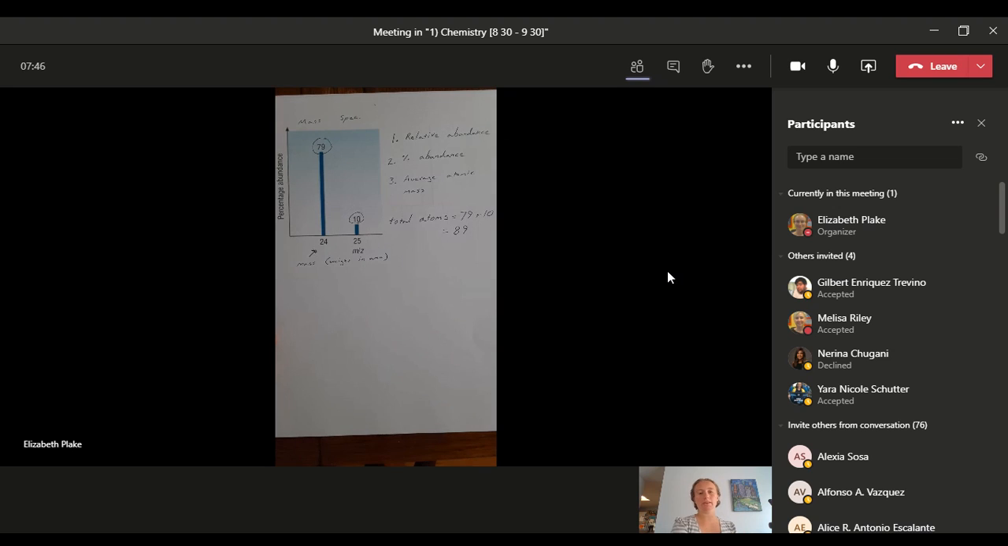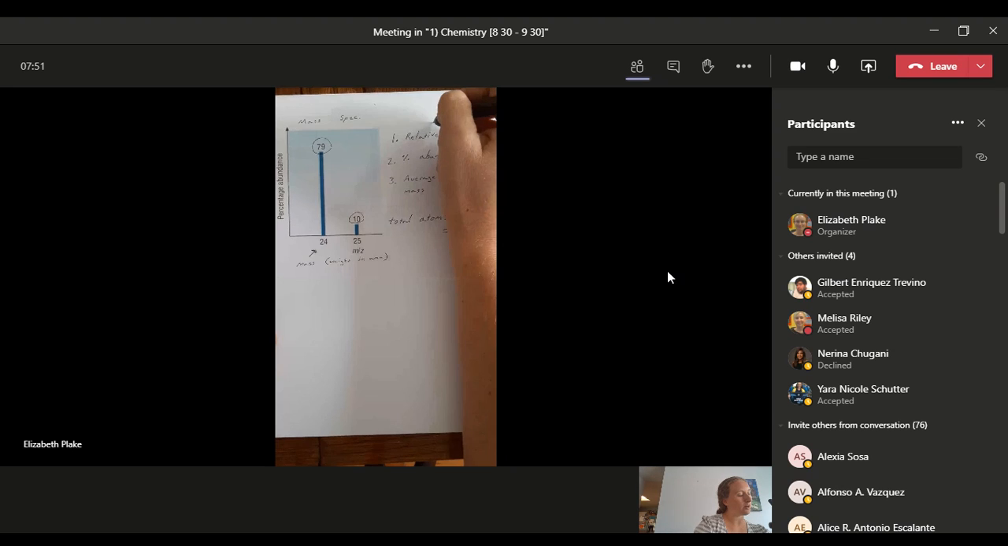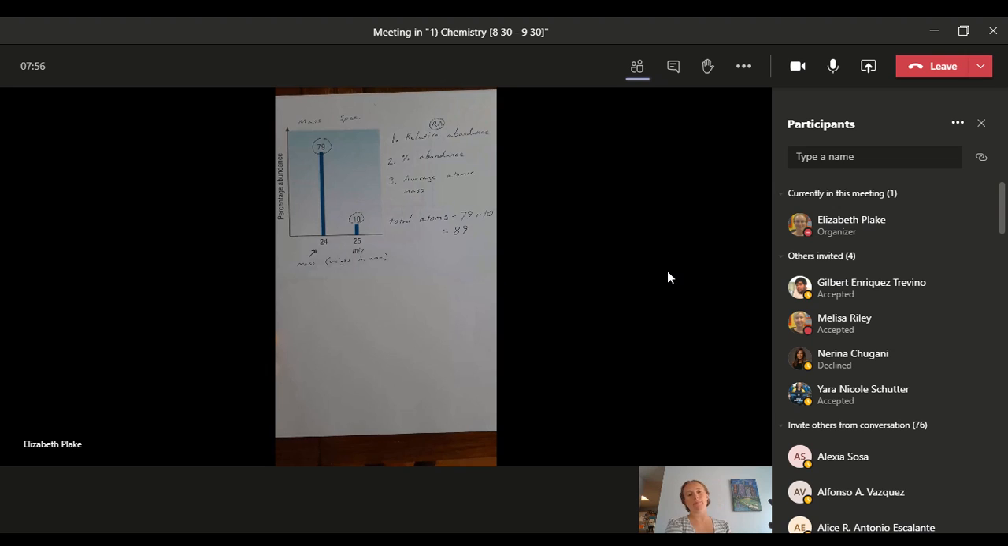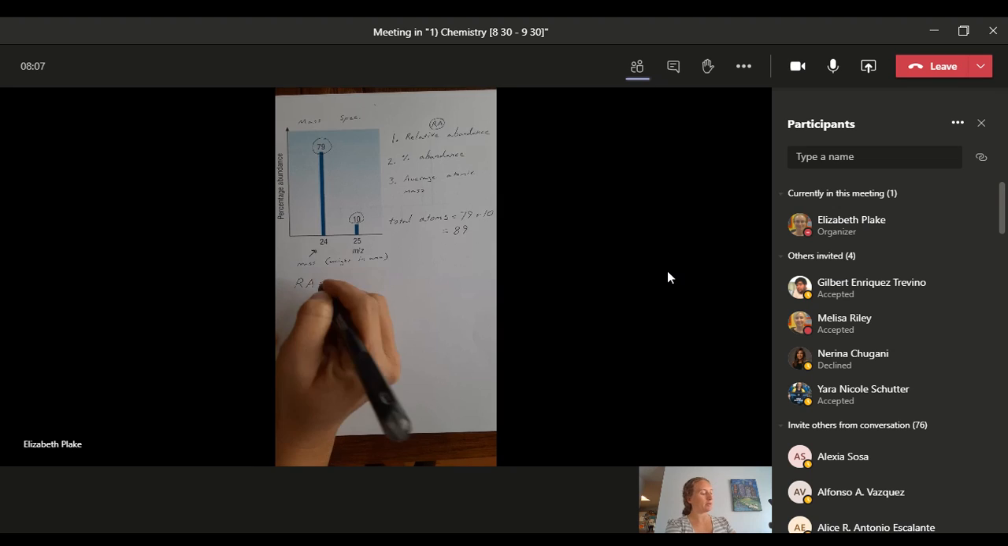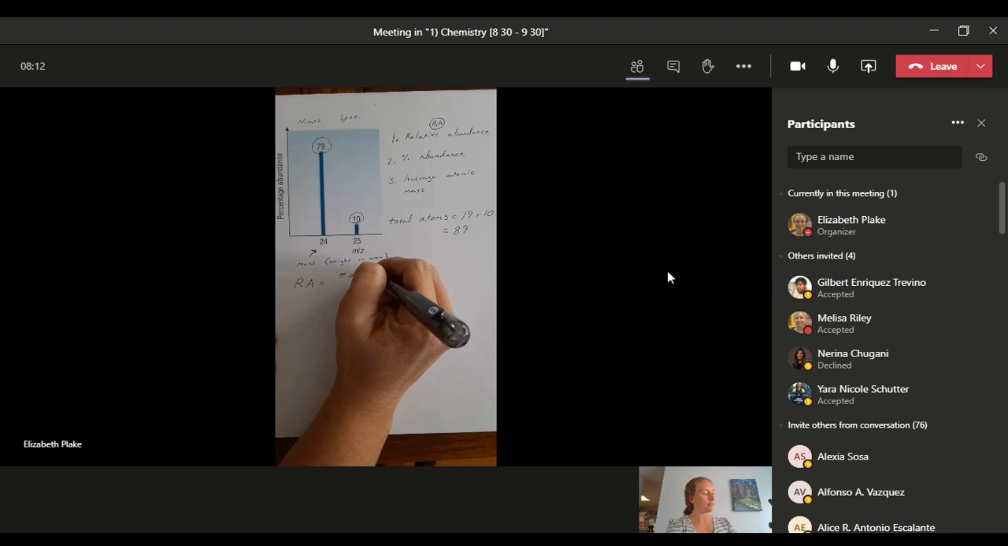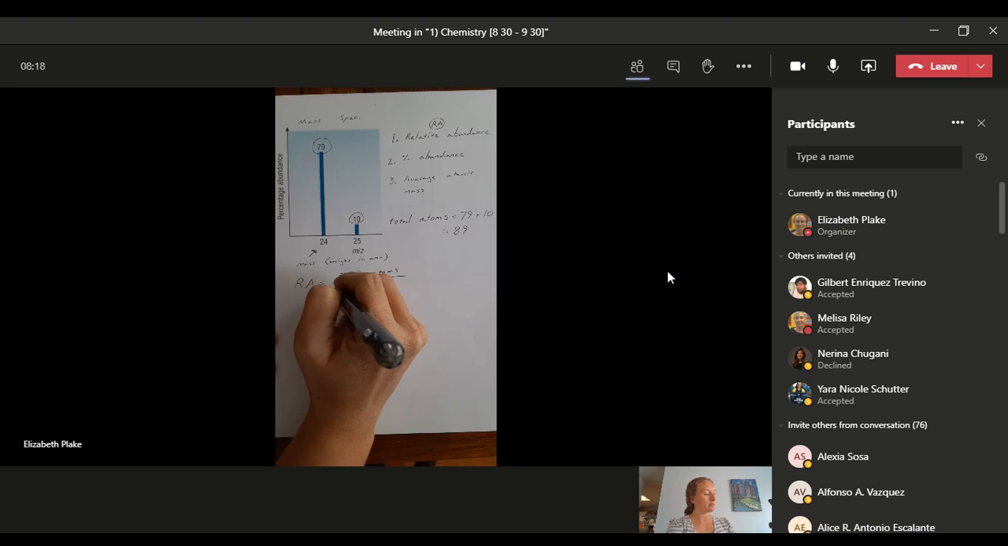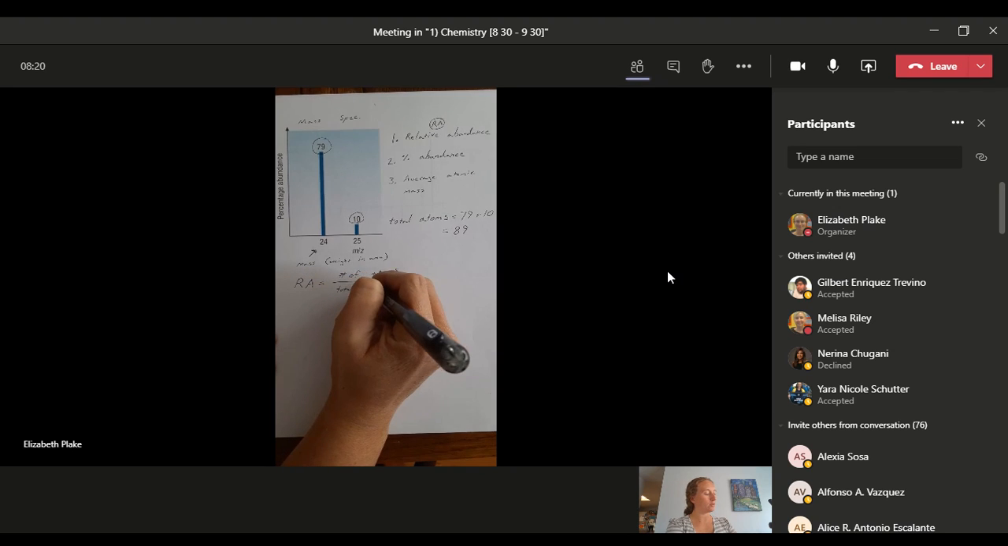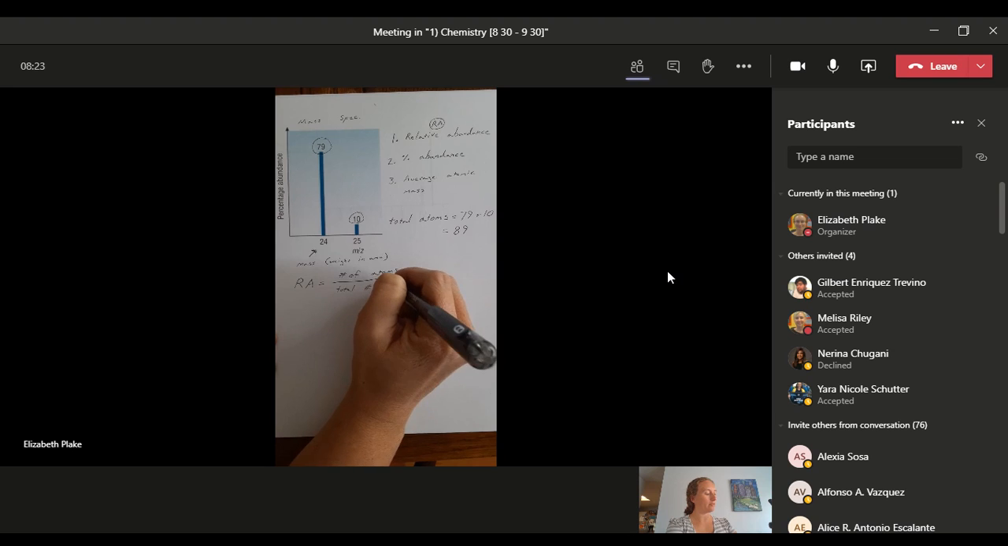So next I'm going to calculate the relative abundance for each isotope. I'm going to abbreviate this as RA. There is a formula that you are going to need to memorize for your relative abundance, and I'm going to write that at the bottom. So your relative abundance equals number of atoms divided by total number of atoms.